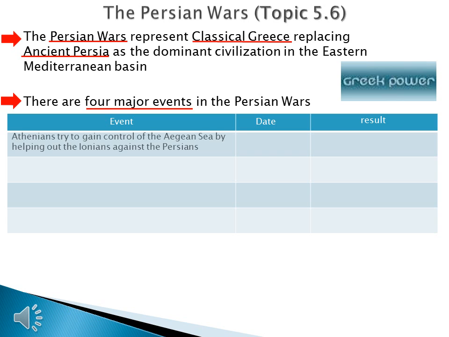It all starts when Athenians try to gain control of the Aegean Sea by helping out the Ionians against the Persians. That happens in 494 BCE, and the result is that the Persians invade Greece. The Greeks start messing with the Persians, and the Persians respond. And now we have the First Persian War.